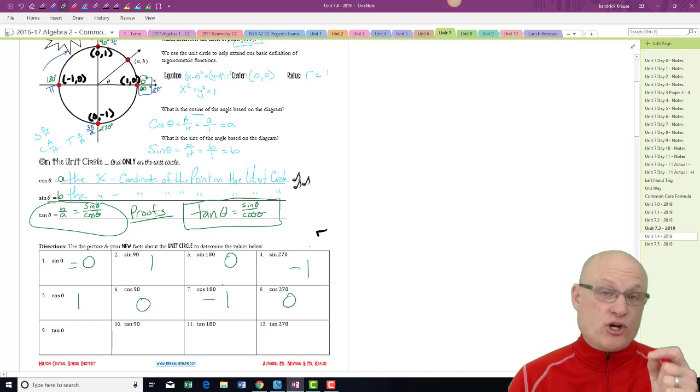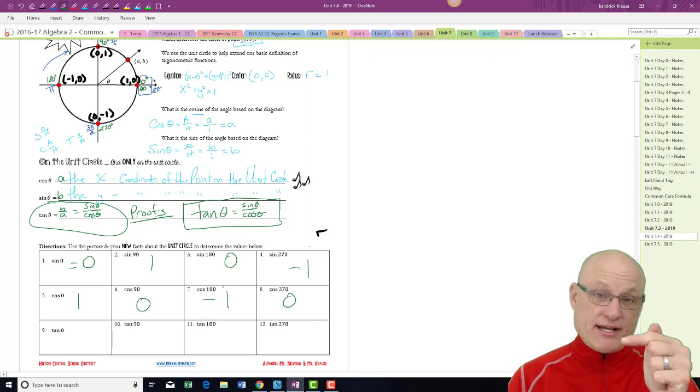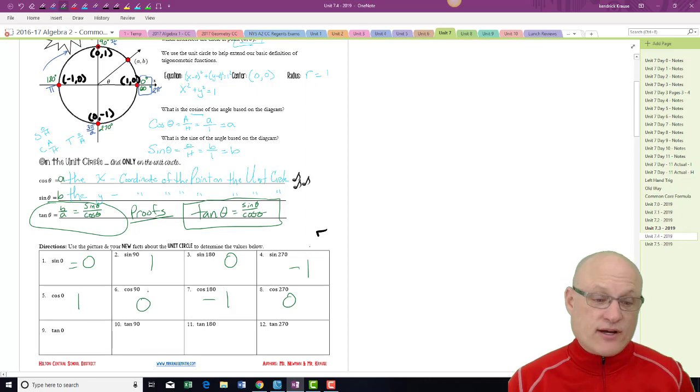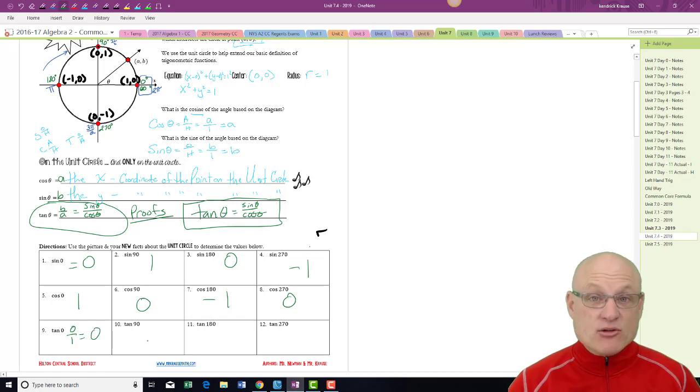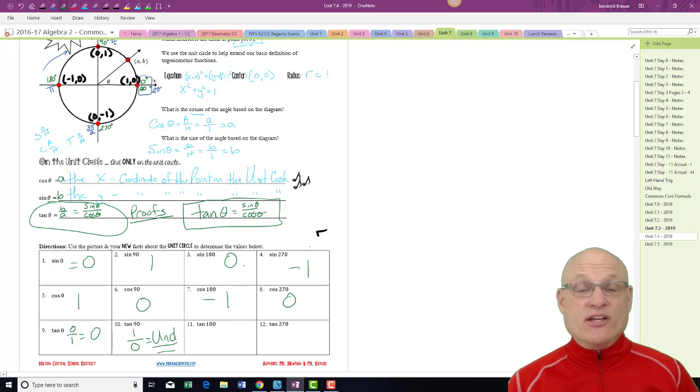Tangent is the ratio of sine over cosine. In other words, the y value over the x value. So we're going to do tangent of 0. That would be 0 over 1, which is just 0. Now we get a little funky cold Medina here. Tangent of 90 would be the y value 1 over the x value 0, and that is undefined. So the tangent of 90 degrees is undefined.